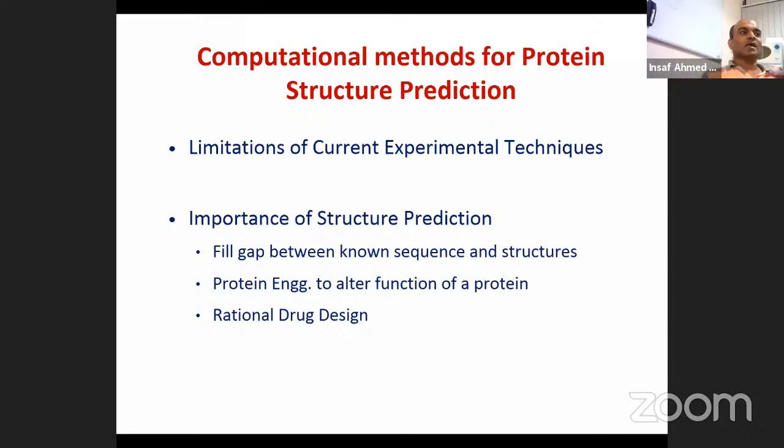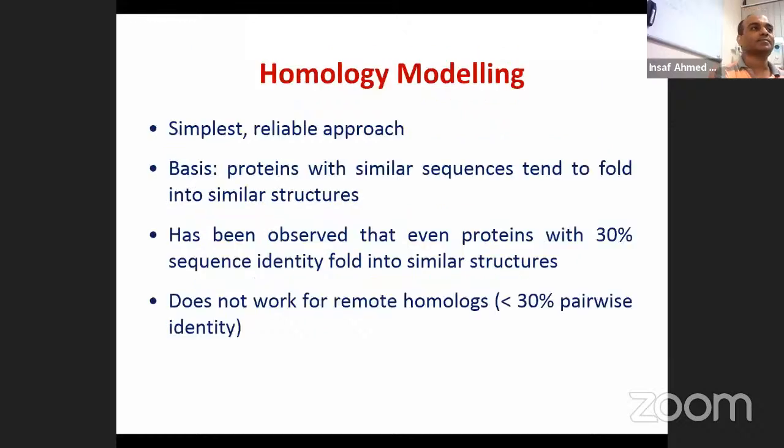computational methods. Another use is protein engineering to alter the function of a protein. Suppose I have a protein with specificity for substrate A or substrate B, and I want to change the substrate specificity to substrate 3 instead of substrate B. I want to make some mutation. For mutation, I should know the atomic arrangement of those residues. If I know that, I can easily alter the function. And a very important use of computational techniques is rational drug design, which is very commonly used.